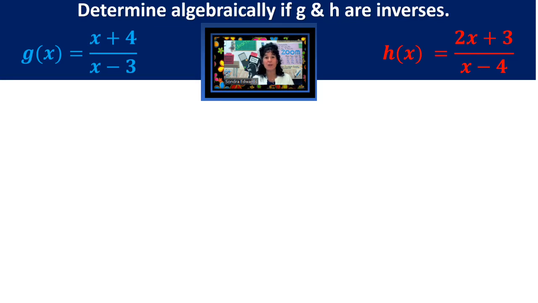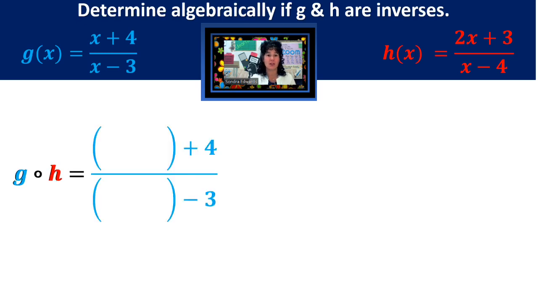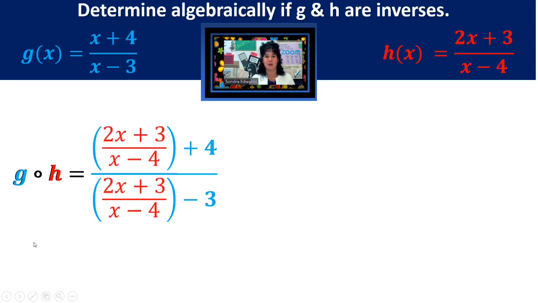Here we have two more functions, and we're going to attempt to algebraically show that g and h are both inverses of one another. So we're going to take g composition h. Notice I'm starting with the g function here, and instead of x, I have a set of parentheses, then plus 4, and instead of x, I have a set of parentheses, then minus 3. And then we're going to substitute in for where the x's used to be, we're going to put in the entire h function. All right, so there they are.